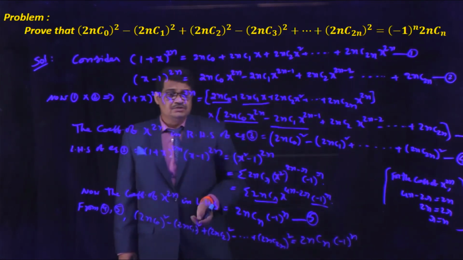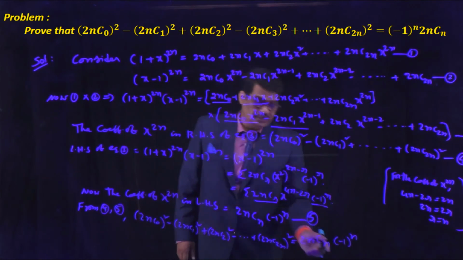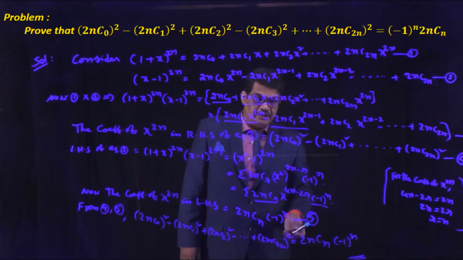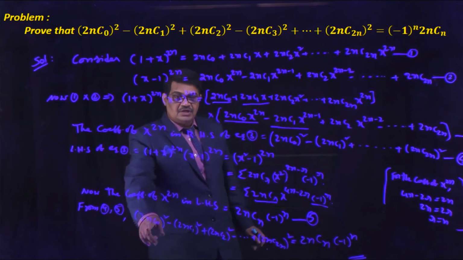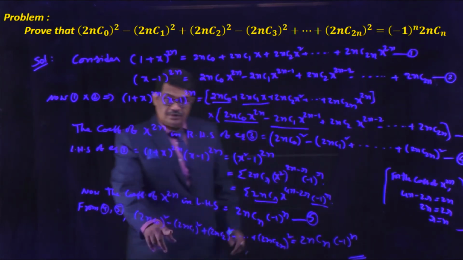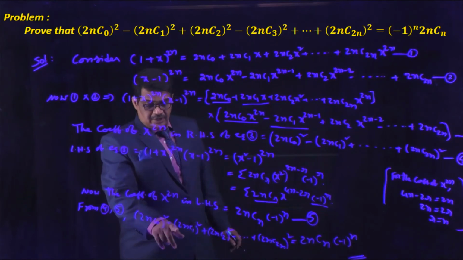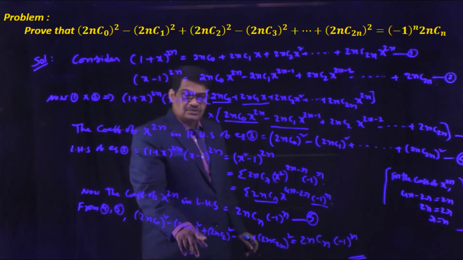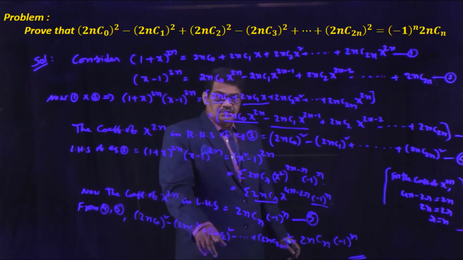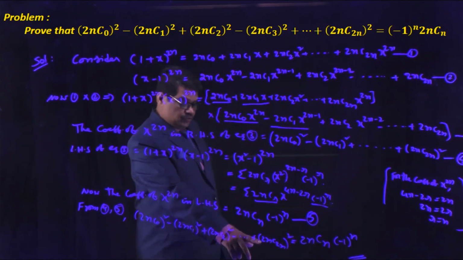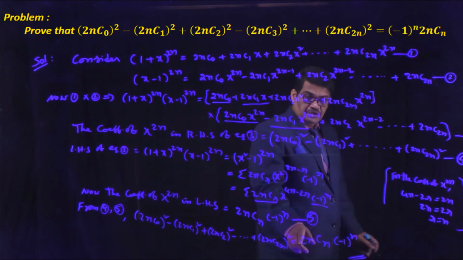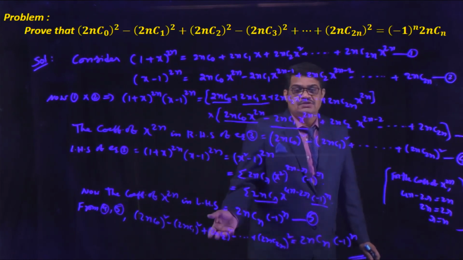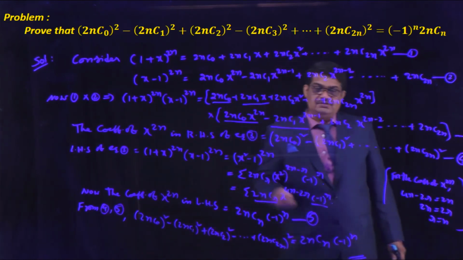That is our proving result. Okay, this is the required result, that is (2n C0)² + (2n C0)² − (2n C1)² + (2n C2)² and so on, (2n C2n)² is equal to, we are getting (−1)^n into 2n Cn. So this is our required result.